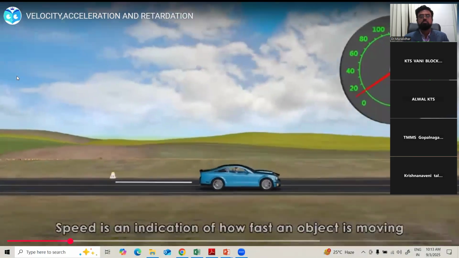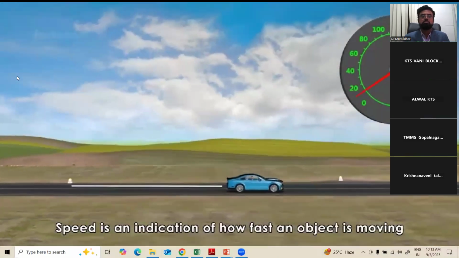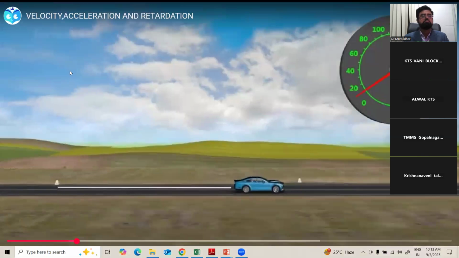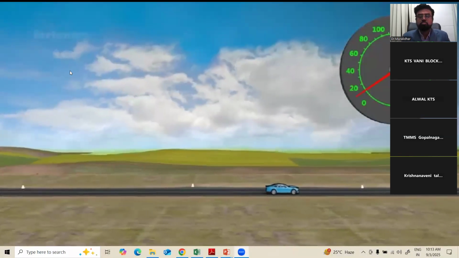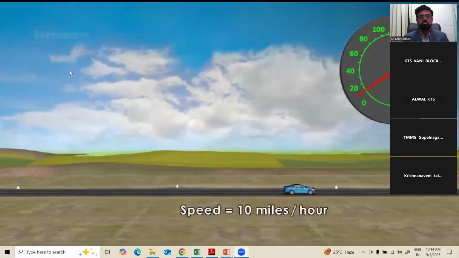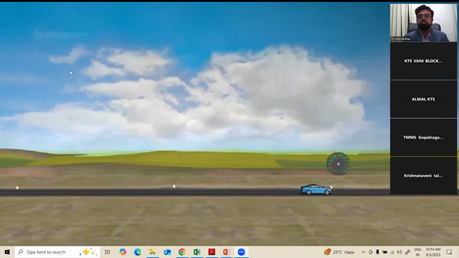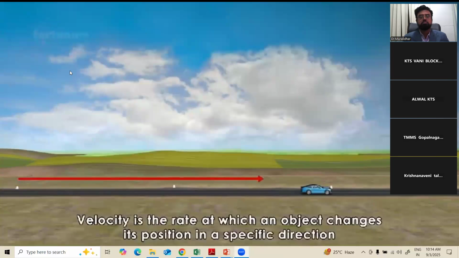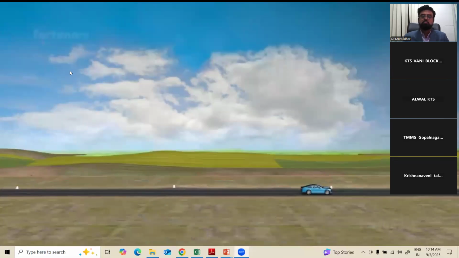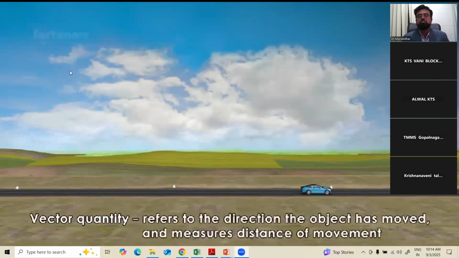Speed is an indication of how fast an object is moving. When a moving car is covering a distance of 5 miles in 30 minutes, we would say the car is moving at a speed of 10 miles per hour. Velocity is the rate at which an object changes its position in a specific direction. It is a vector quantity, which refers to the direction the object has moved and measures distance of movement.